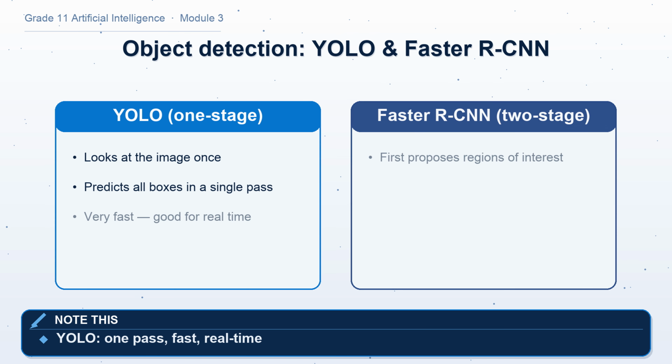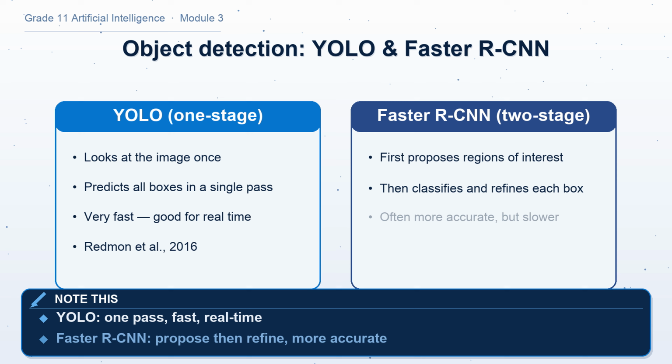Faster RCNN is a two-stage detector. First, it proposes regions that might contain an object. Then it classifies and refines each one. This extra stage often makes it more accurate, but it runs more slowly. The choice is a familiar trade-off: speed against accuracy, decided by what the application needs.